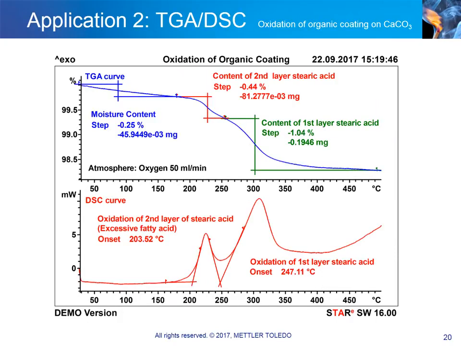The Mettler Toledo TGA-DSC instruments can simultaneously measure the heat flow originating from melting or decomposition reactions. This is illustrated in this slide. The simultaneous measurement of the heat flow also allows the detection of events that are not related to a mass change.